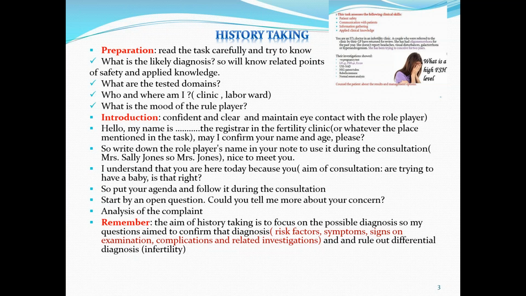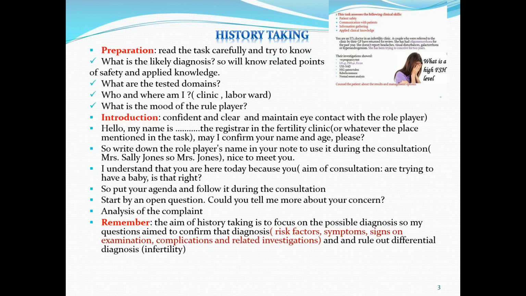Then I need to put clearly from the start what is the aim of the consultation. It is written in the task. She has oligomenorrhea. She's trying to have a baby for 2 years. So I will confirm that. I understand that you are here today because you are trying to have a baby and you have problem with your period. Is that right?